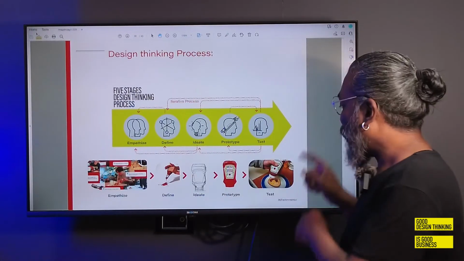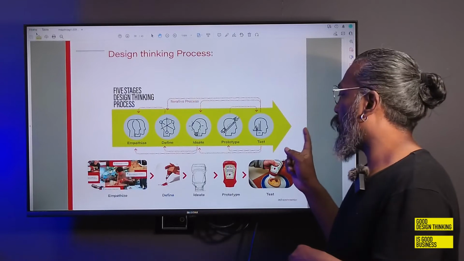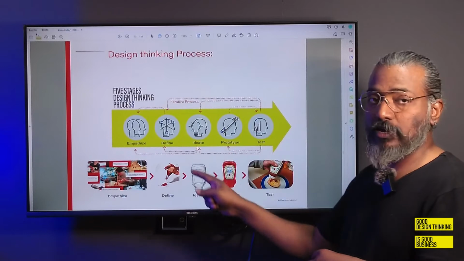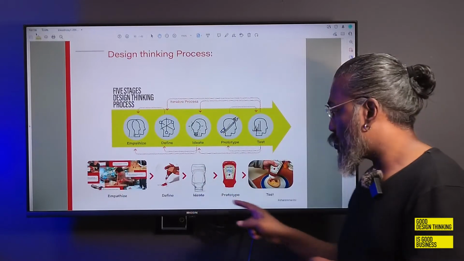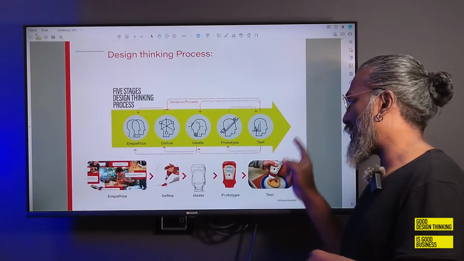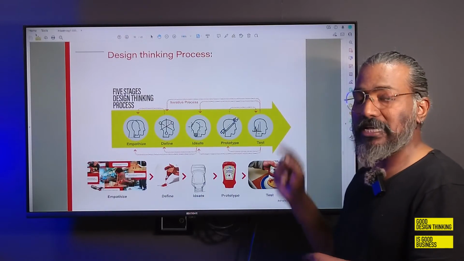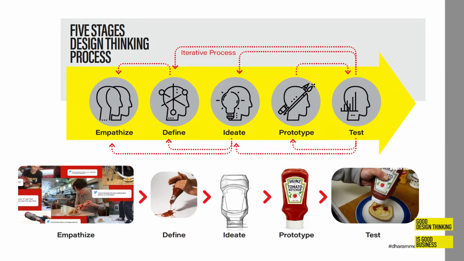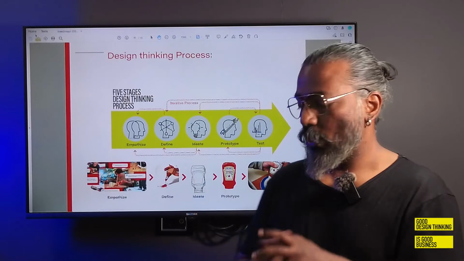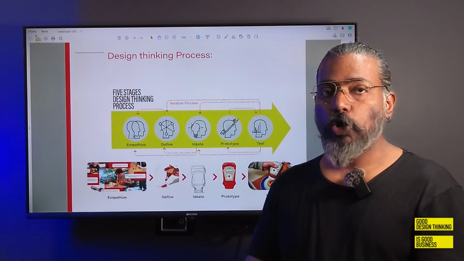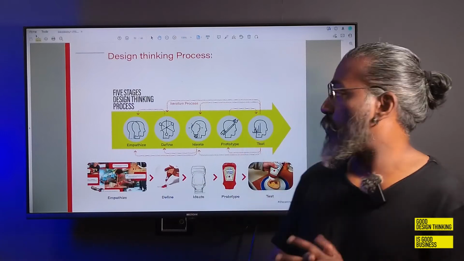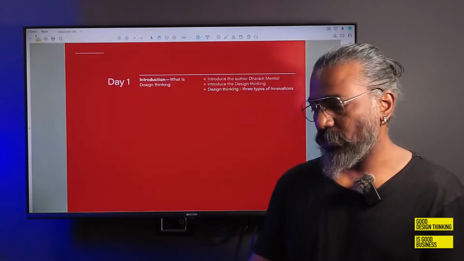Until you reach a perfect solution, you keep going back and correcting your mistakes, and then you produce and test, and that's how you finally come up with a product or a service which really addresses the consumer's problem. So this is the whole process of the 5-stage design thinking process.